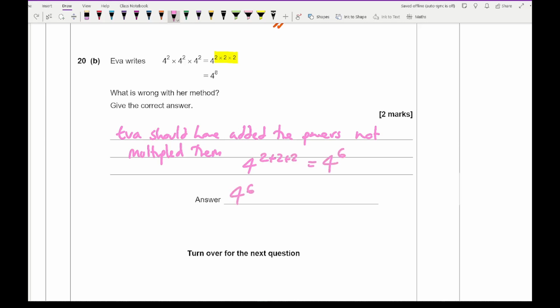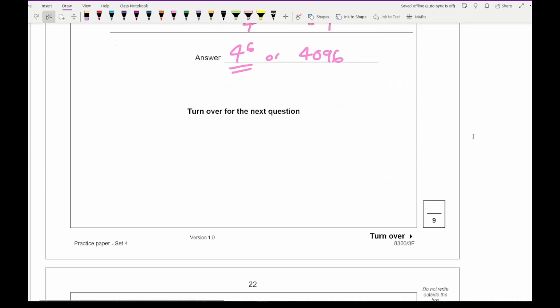So you can either write your answer as 4 to the power of 6, or you can actually work that out, which if I type into my calculator, gives me an answer of 4096. I would have left it as 4 to the power of 6, as that's how she's left her answer.